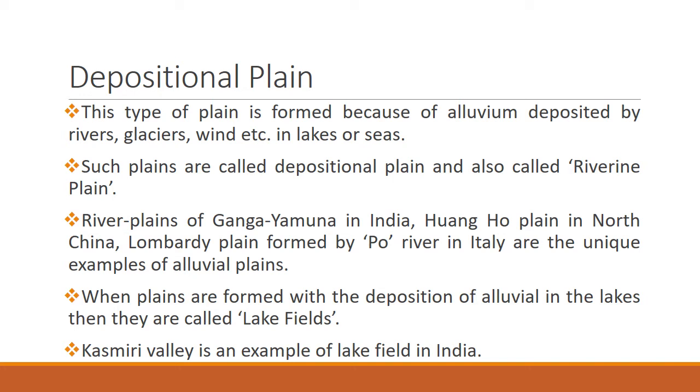Such plains are called depositional plains and also called riverine plains. River plains of Ganga and Yamuna in India, Huangho Plain in North China, and Lombardy Plain formed by the Po River in Italy are the unique examples of alluvial plains. When plains are formed with the deposition of alluvial in the lakes, then they are called lake fields, and the example of it is the Kashmir Valley in India.